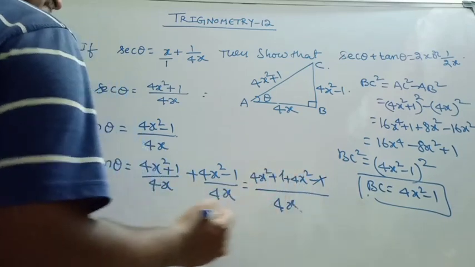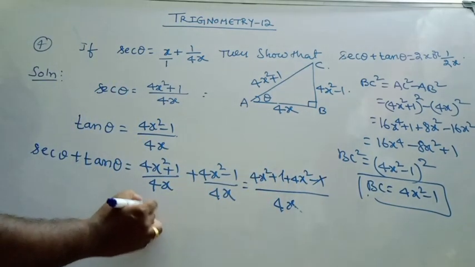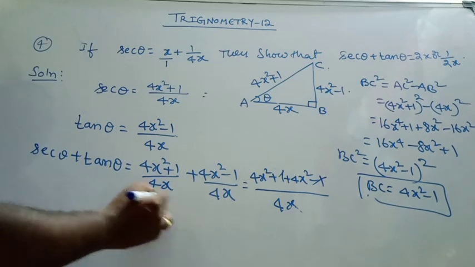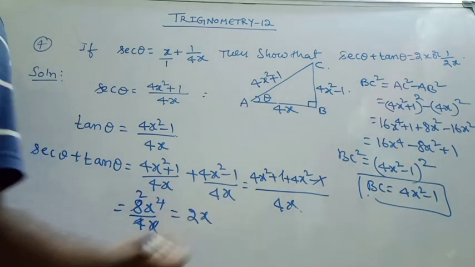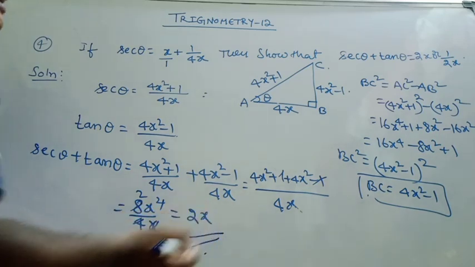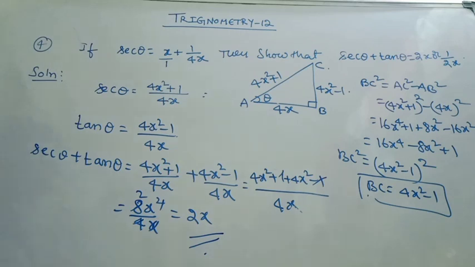Minus 1 plus 1 will be cancelled, and that is now 8x square by 4x, which is 2x. That means you have got it as 2x, right? They asked to prove either 2x or 1 by 2x, and we have got this as 2x. You have proved it as 2x, right? Fine. In this way you will be doing this particular problem.